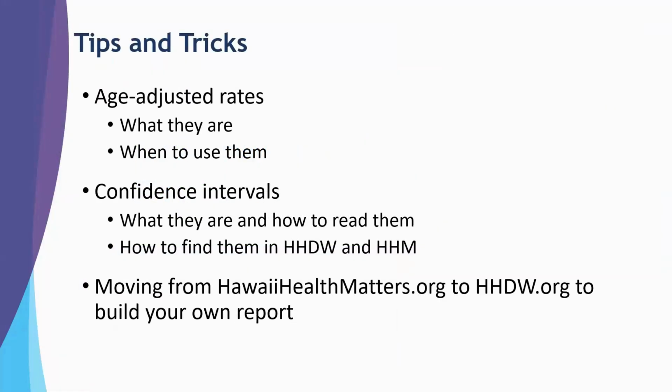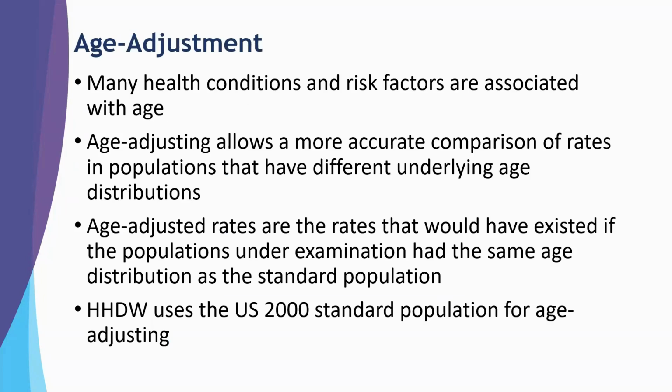Today, we're going to be talking about a few data tips and tricks that can be helpful when using hhdw.org or hawaiihealthmatters.org. Specifically, we're going to talk about three things. First, we're going to examine age-adjusted rates, what they are, and when to use them. Second, we'll cover confidence intervals, what they are and how to read them. And last, I'm going to show you a tip about moving from Hawaii Health Matters to HHDW in order to explore your data more deeply. We'll start with age adjustment.